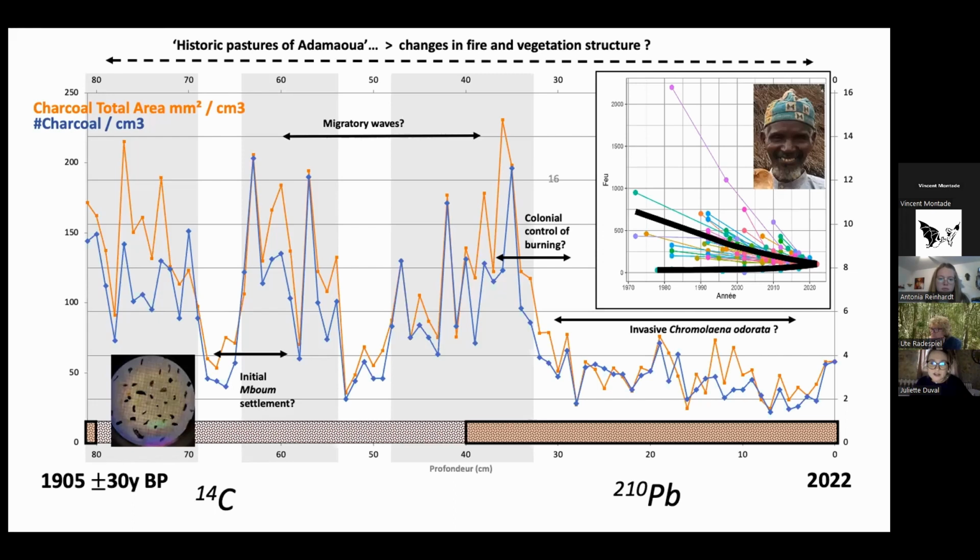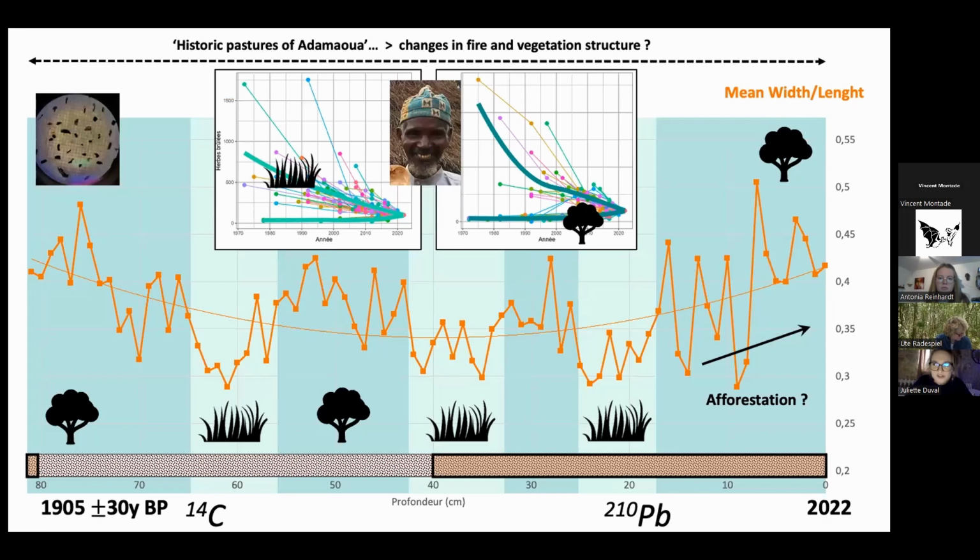The structure of vegetation is a key question in savanna ecology, so we also focus on the type of burned biomass. Is it a grassy or woody fuel? Thanks to the morphology of charcoal particles and thanks to people's explanations.